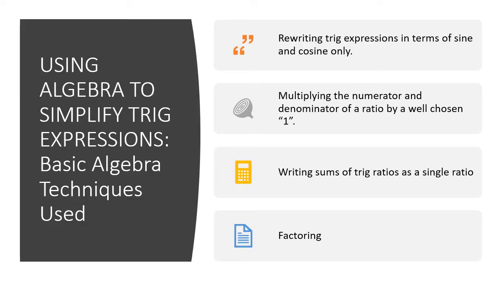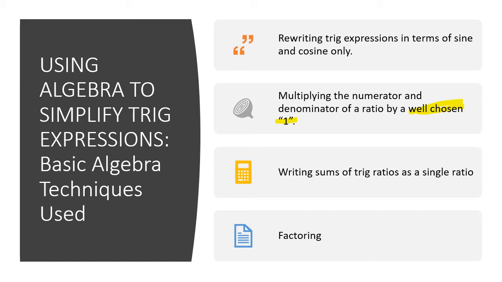All right, algebra things that we need to recall. Some of the basic algebra techniques you need to remember is, one, how to rewrite trig expressions in terms of sine and cosine, just using those identities that we just talked about. Also multiplying the numerator and denominator of a ratio by a well-chosen one. So manipulating your graph by multiplying by what I like to call a fancy one, okay?